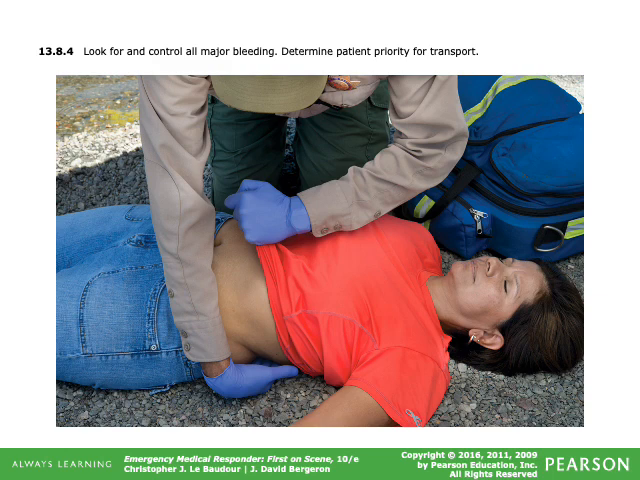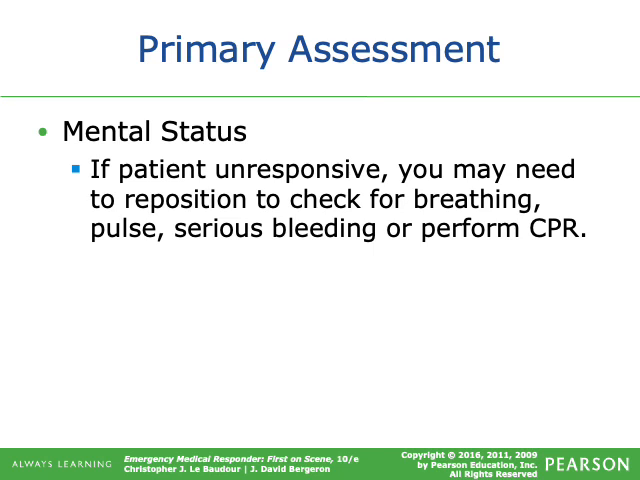Sometimes, depending on the severity of the other life threats that include airway and breathing, the bleeding part may need to be handled simultaneously with the airway or simultaneously with the breathing. The bleeding can't be overstressed, how you need to get that under control. All right, primary assessment. You can start with your mental status. If your patient is unresponsive, you may need to reposition to check for breathing, pulse, serious bleeding, or perform CPR.